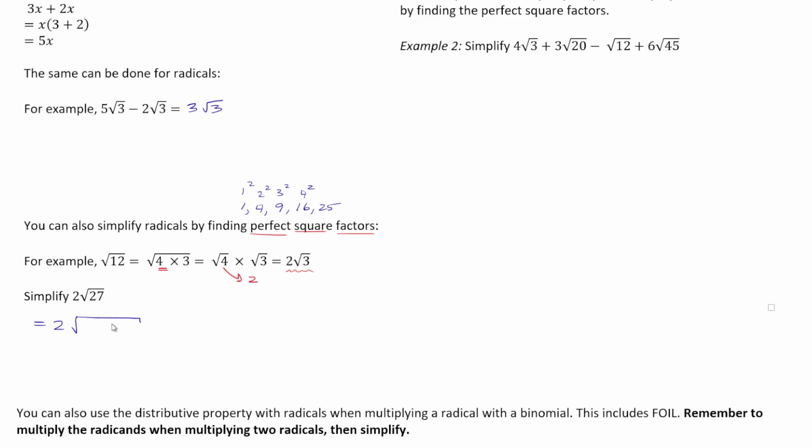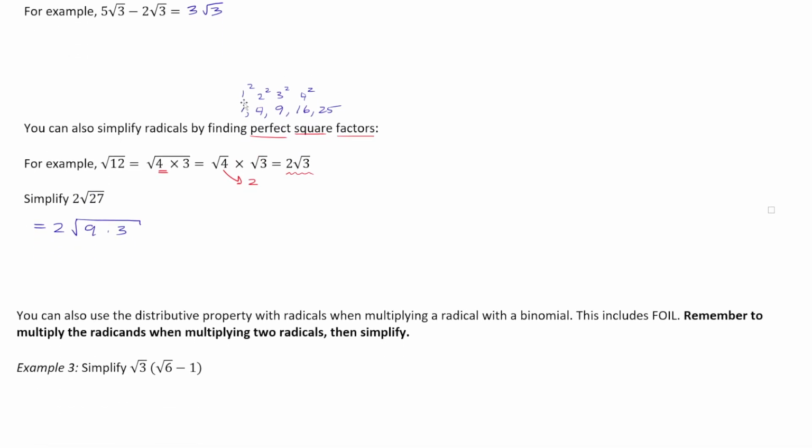So let's think about 27. Two numbers that multiply to give me 27, where one of them is a perfect square. Well, what about 9 times 3? 9 is a perfect square. So I can say that's the same thing as 2 times the square root of 9 times the square root of 3. I know that the square root of 9 is just 3. And the square root of 3, we can't evaluate that. It's an irrational number. It goes on forever. So I keep it as square root 3. I can multiply the 2 and the 3 together, and I get 6 root 3. And that's my final answer. Again, if you took your calculator and multiplied 2 times the square root of 27, that would be the exact same thing as 6 times the square root of 3.